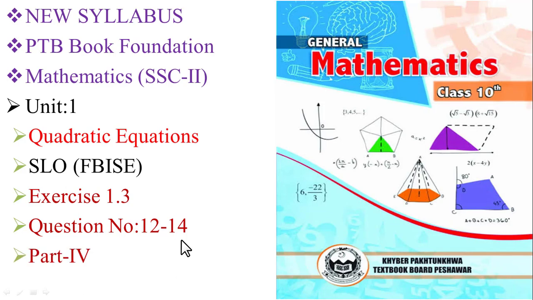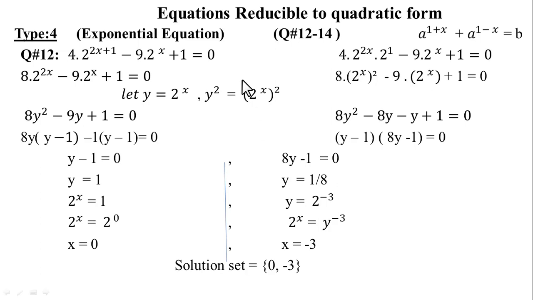In the previous part, we discussed questions number 10 and 11, equation type 3. Now, today we will discuss type 4. So, let's start today's lesson. Equations reducible to quadratic form. Type 4 equation is also called an exponential equation.